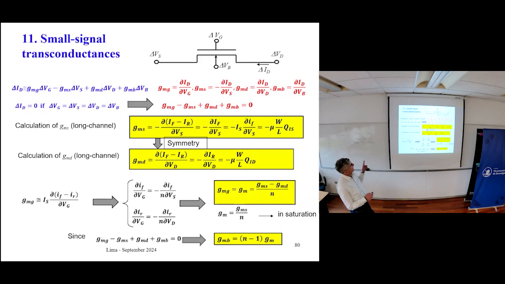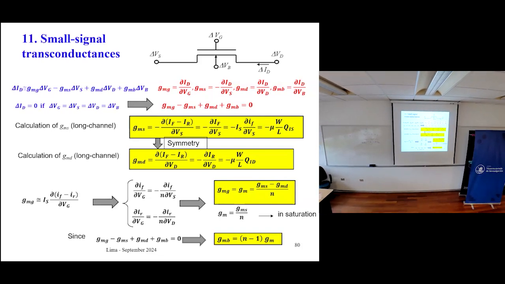The conclusion is that delta ID is GMG minus GMS plus GMD plus GMB times delta V, and that must be zero. Then the conclusion is that the sum of all transconductances equals zero. So in general, you need only 3 transconductances to define the variations in the drain current.